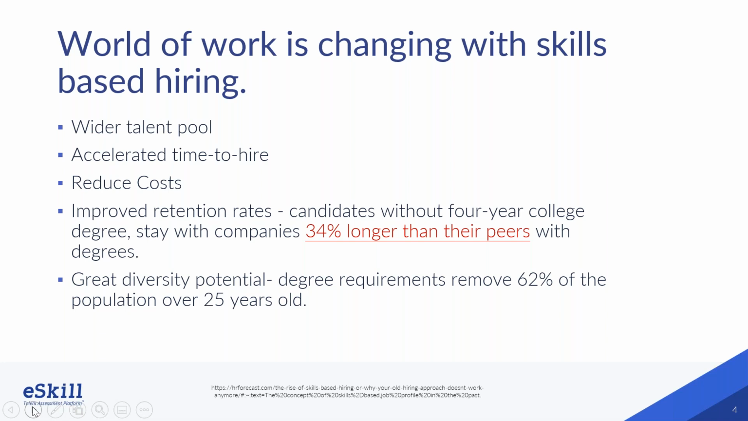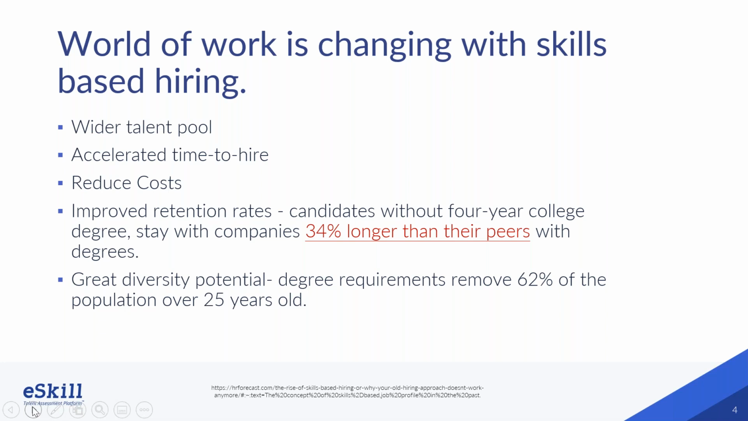And one of the most interesting things that I read in this study, and again, this study is outlined in the footer information, is that individuals without a 4-year college degree tend to stay about 34% longer than their peers with degrees, right? It might be that individuals with a 4-year degree are looking for upward mobility, and individuals without a 4-year degree are looking for stability and long-term career. So it just might be a difference of approach, but it was just an interesting fact in that study that came out.